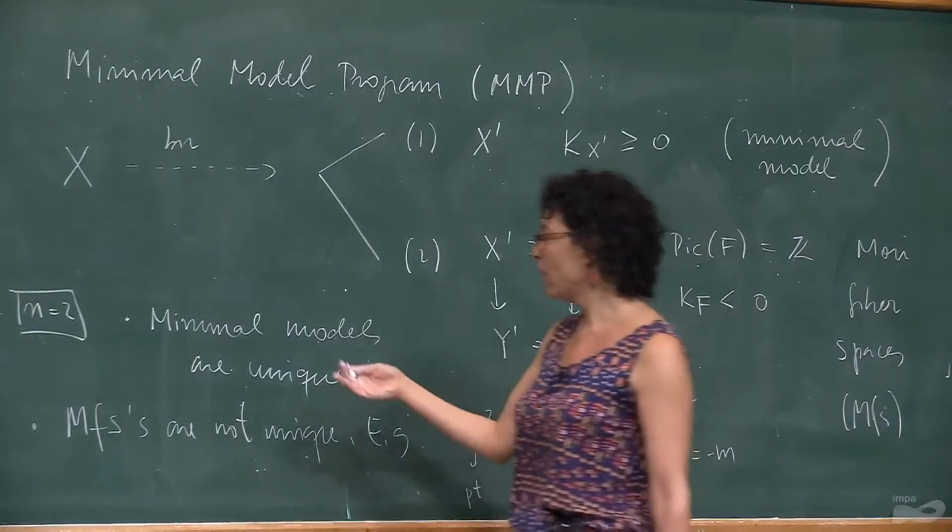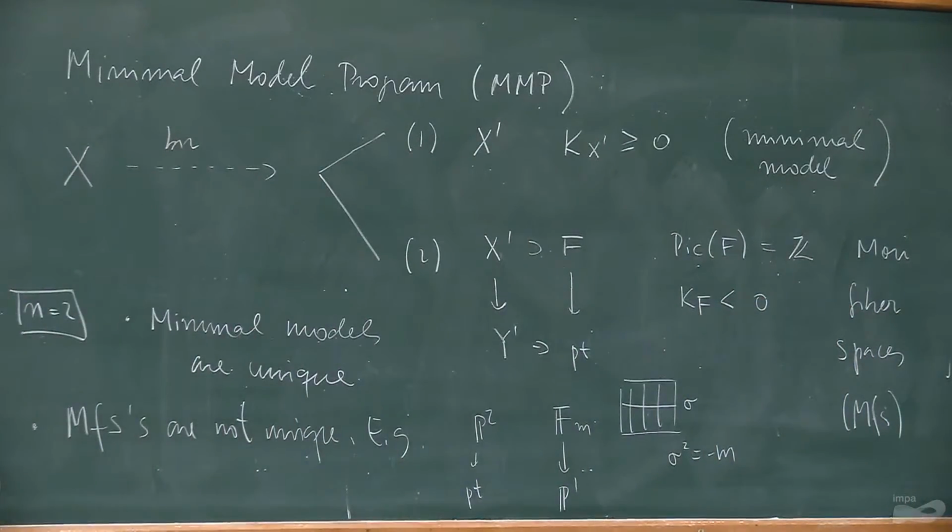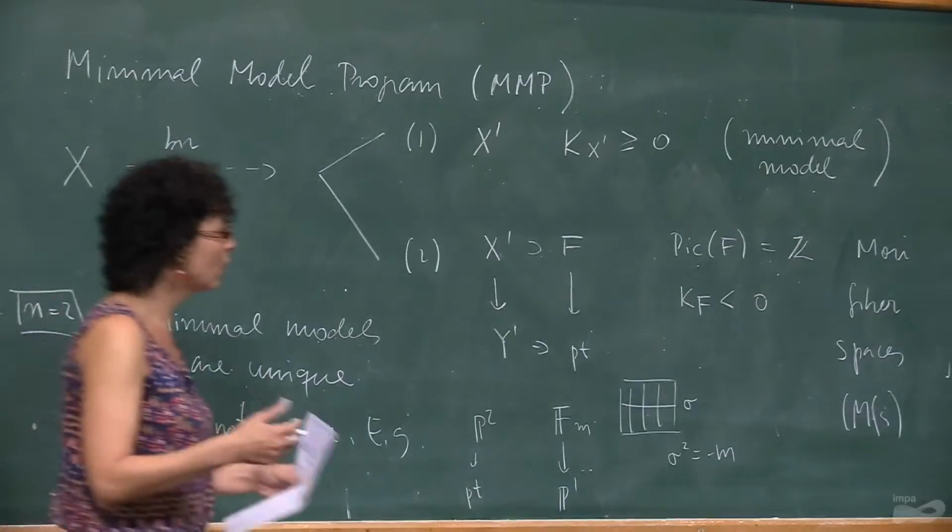And so now, in higher dimension, the situation is very similar. Minimal models are no longer unique, but it's very easy to describe how to go from one to the other. And the difficulty, the more subtle thing, is to describe how two different Mori fiber spaces in the same birational class are connected.